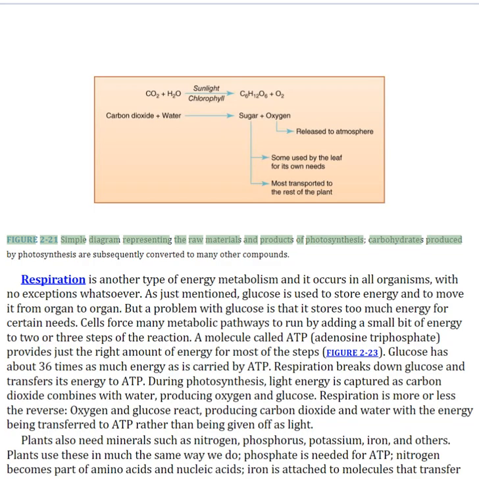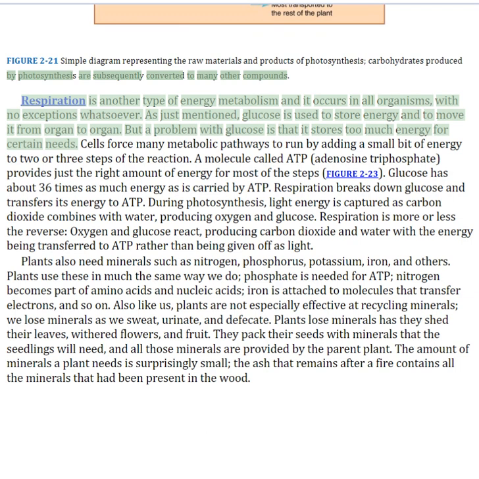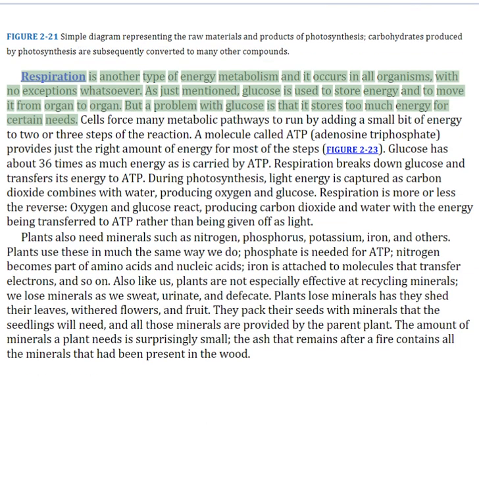Figure 2-21: Simple diagram representing the raw materials and products of photosynthesis. Carbohydrates produced by photosynthesis are subsequently converted to many other compounds. Respiration is another type of energy metabolism and it occurs in all organisms, with no exceptions whatsoever. As just mentioned, glucose is used to store energy and to move it from organ to organ. But a problem with glucose is that it stores too much energy for certain needs.